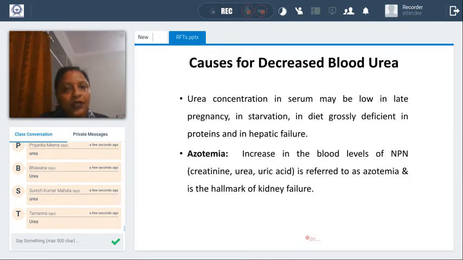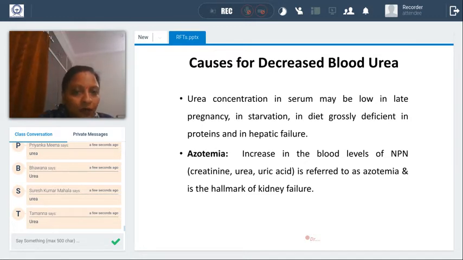Causes for decreased blood urea. Urea concentration in serum may be low in late pregnancy, in starvation, in diet grossly deficient in proteins, because urea is the end product of protein metabolism. You can correlate this. And also in hepatic failure or liver failure.